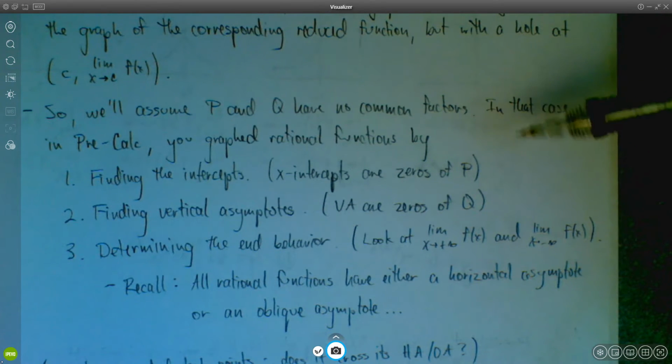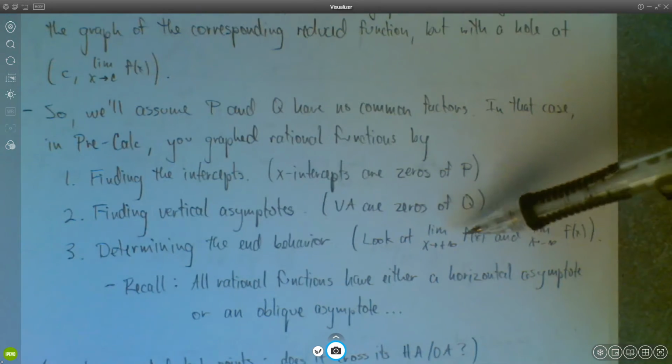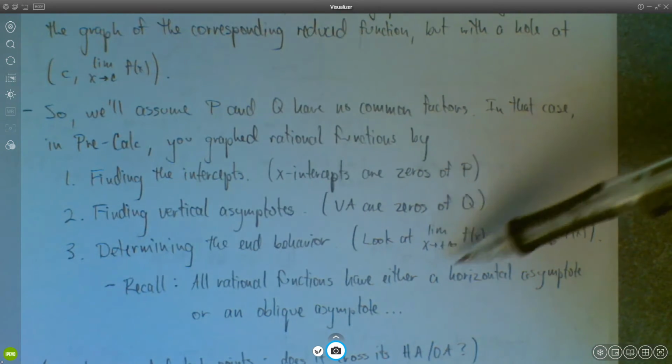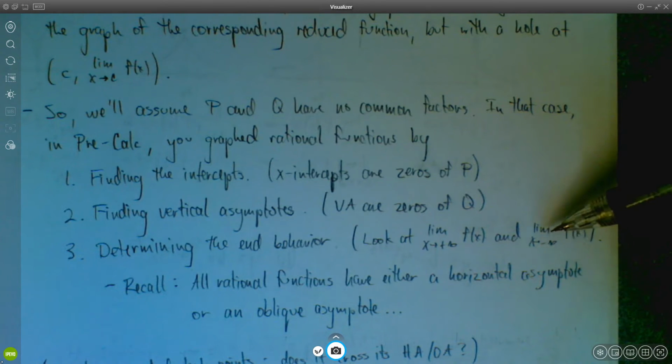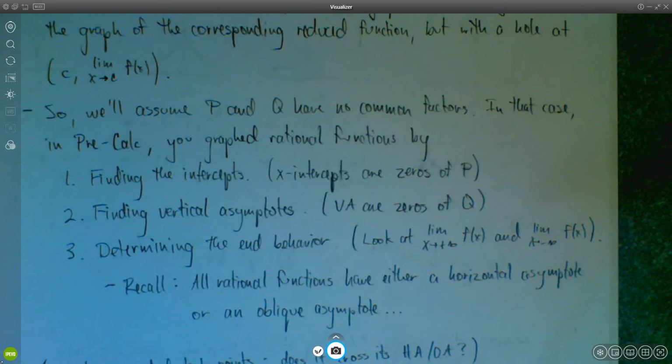So you probably did those two things, and then the third thing that you did is you probably looked at the end behavior of your function, which now that we have calculus, we know that what we're really talking about is the limit as x goes to positive infinity of the function and the limit as x goes to negative infinity of the function.